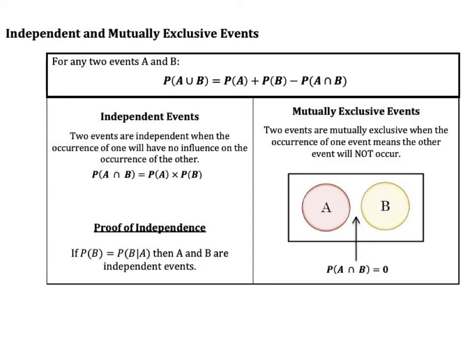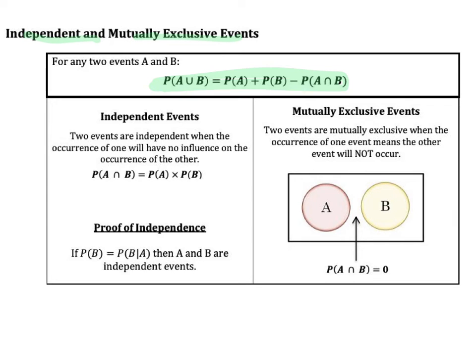Okay, here are some formulas that you might want to remember. I think they're on the formula sheet as well, for independent and mutually exclusive events. In general, for any two events A and B, the probability of A union B equals the probability of A plus the probability of B, and then we subtract the intersection.